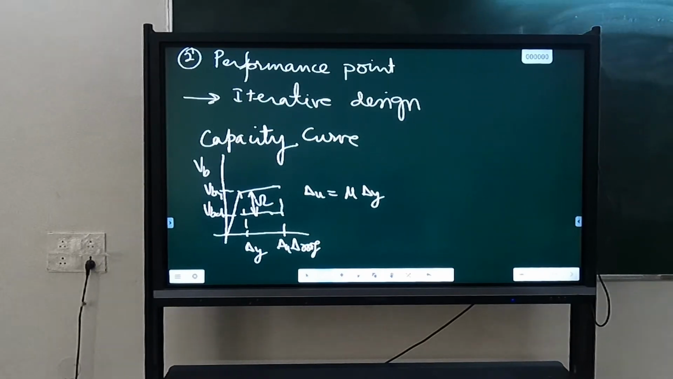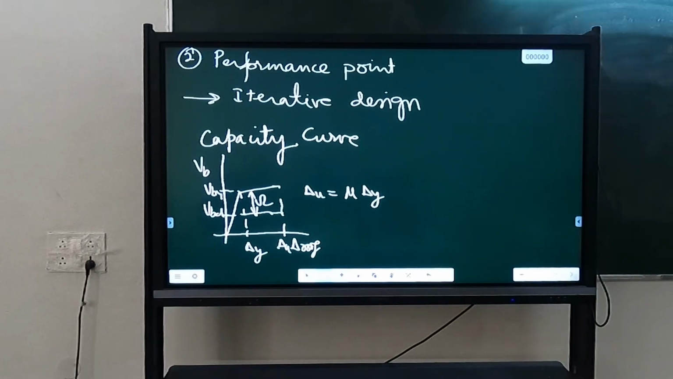Delta y we calculate by performing nonlinear analysis. That's what I'm saying: for obtaining delta y, you have to perform nonlinear analysis. So in the second case, even for deciding delta target, the target displacement, you will do nonlinear analysis, because you do not know what delta target I should take.